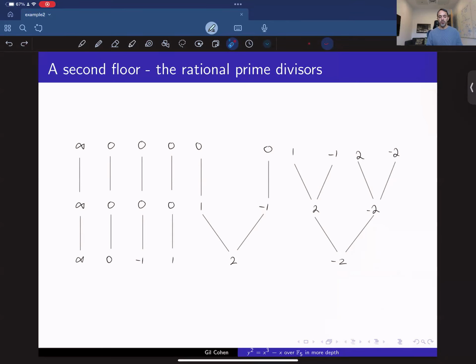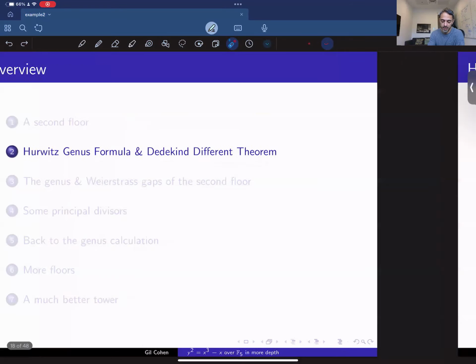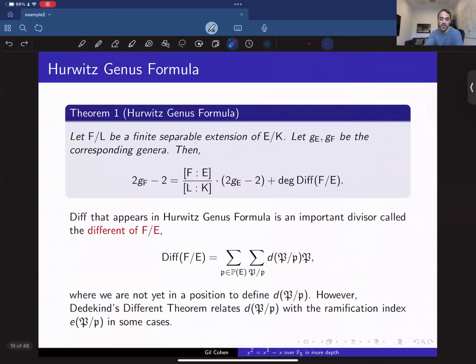Okay, now in order to compute the genus of this function field, we will need heavy tools that we'll talk about, and these are the Hurwitz genus formula and Dedekind's different theorem. So what is the Hurwitz genus formula? It tells you that if you have a function field extension, F over L over E over K, and as usual, we're going to assume finiteness and separability.